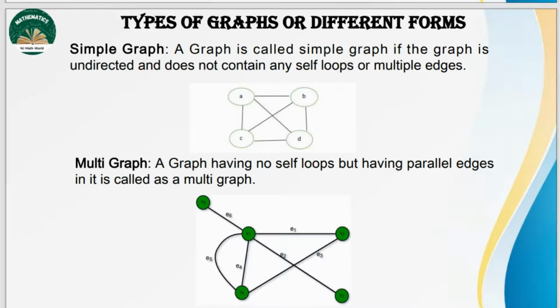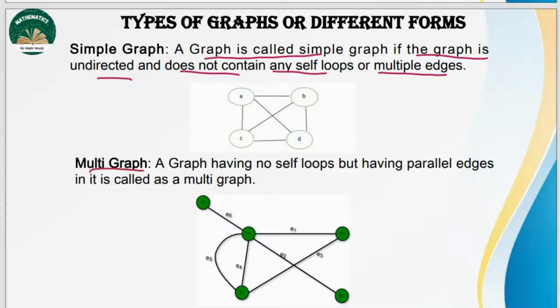Now next one, types of graph, the different forms of graph. The first one is called a simple graph. What is meant by a simple graph? A graph is called a simple graph if the graph is undirected and does not contain any self loop or multiple edges. So it should be a very simple graph, meaning it should have no self loop and should not have any multiple edges. Then it is called a simple graph.